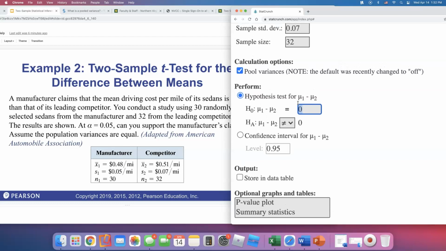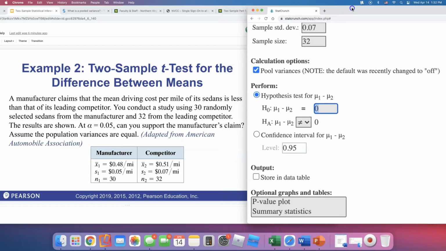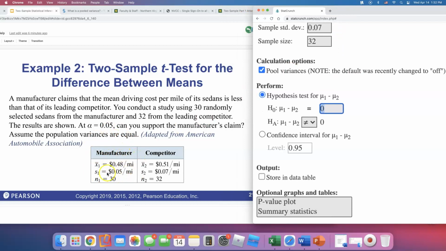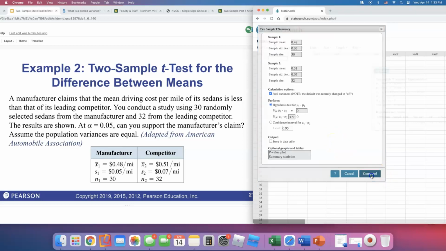Now, remember, this manufacturer said their cost per mile is less than the competitors'. They said they got this cheaper deal. So you're going to have to subtract and get a negative value. Why? Because if theirs is cheaper, cheaper minus expensive, small number minus big number, wouldn't that be a negative number? And a negative number is smaller than 0. That's why the alternative hypothesis has to be mu1 minus mu2 is less than 0. And that's all. You just need to click compute.